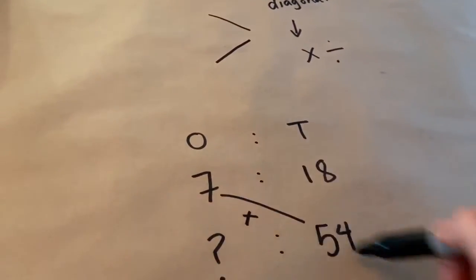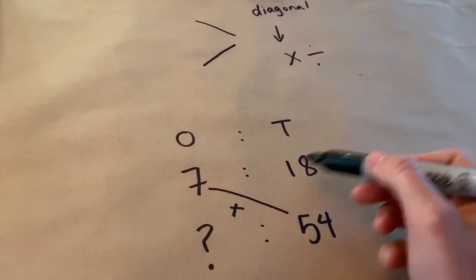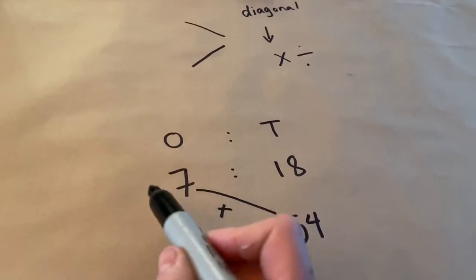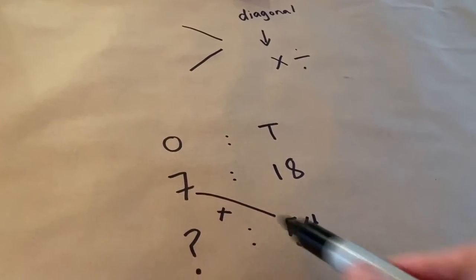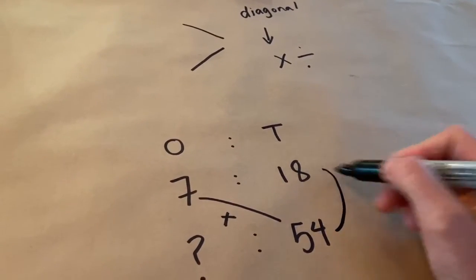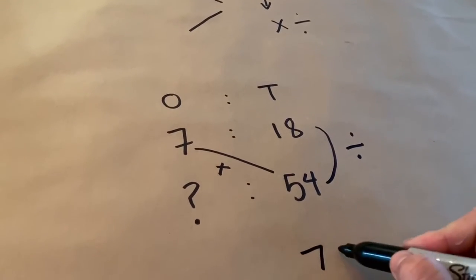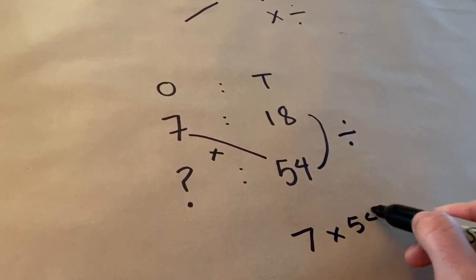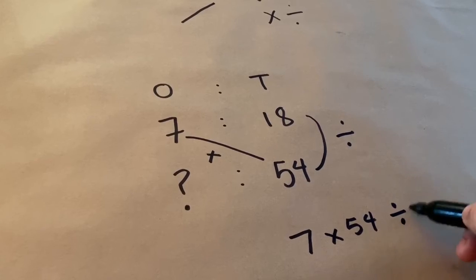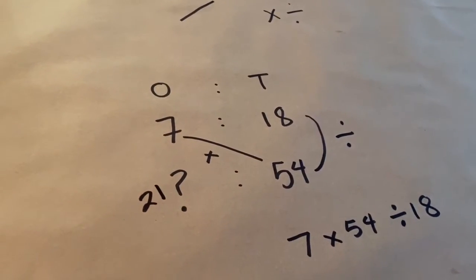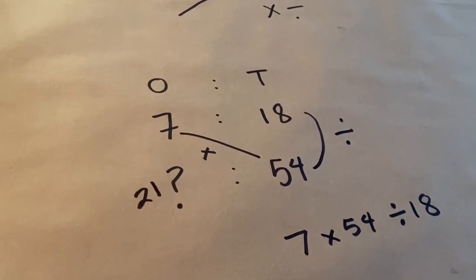We chose to go this way because you can't multiply on a calculator 18 times question mark. But you can multiply 7 times 54. So first we multiply and then we divide. So if you were to take your calculator and go 7 times 54 divided by 18, that would give you 21. So there are 21 oranges when the total is 54.